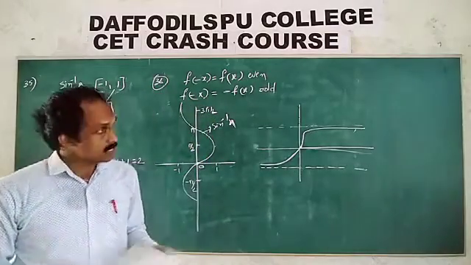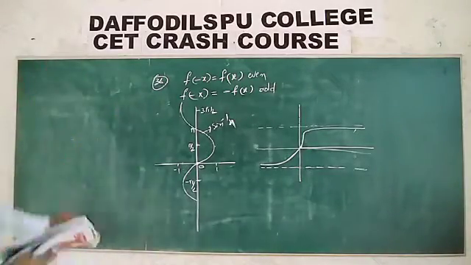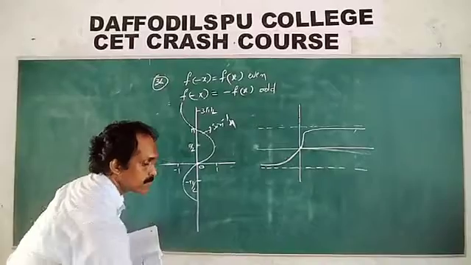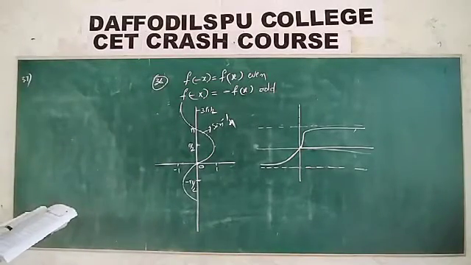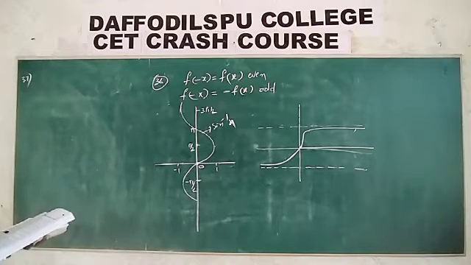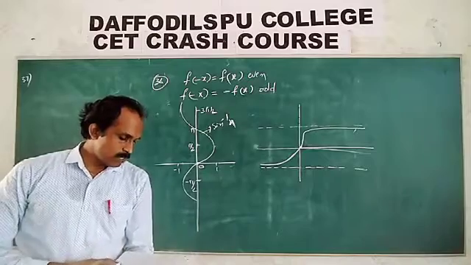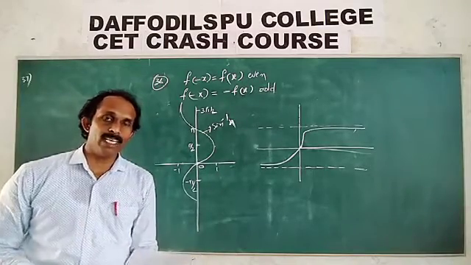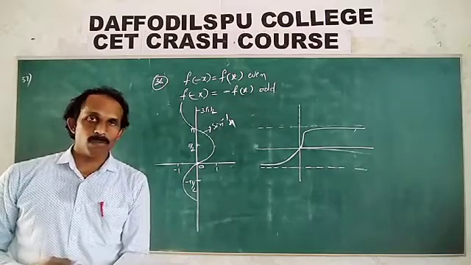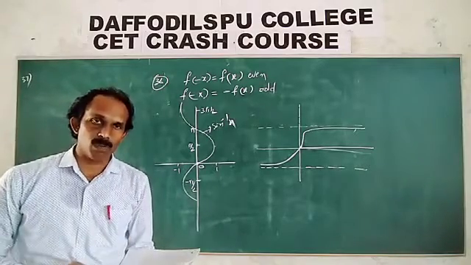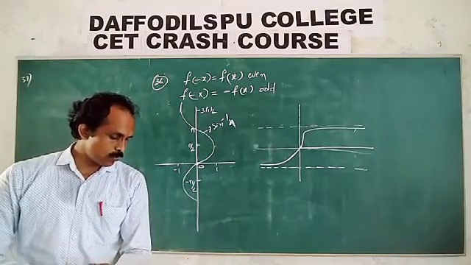Next, 37. Cos inverse a by b is equal to 2 tan inverse a by b. Okay, we will try this problem. The formula for 2 tan inverse x in terms of cos inverse is cos inverse of (1 minus x square) by (1 plus x square). Remove cos inverse on both sides and find the a and b values. Find a plus b. Okay, do this as homework.